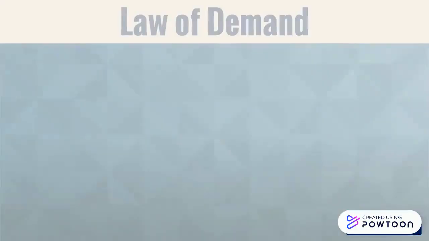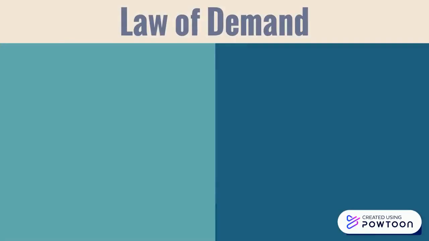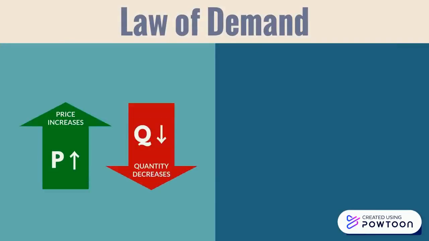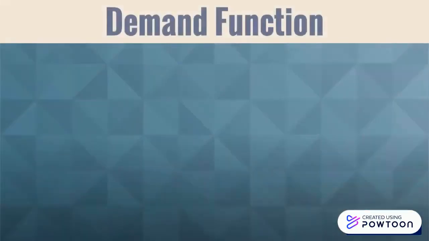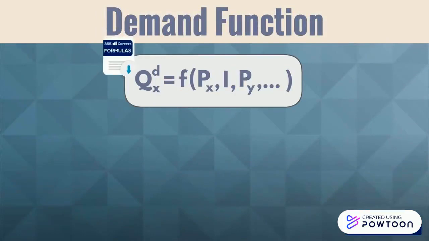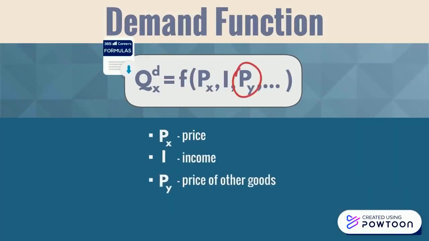And the law of demand, you're probably already familiar with. It states that when prices rise, consumers are willing to buy less, and vice versa. When prices drop, they tend to buy more. All the factors influencing consumers' decision to buy are captured in the following demand function. This is a function driven by variables like price, income, and the price of other goods.